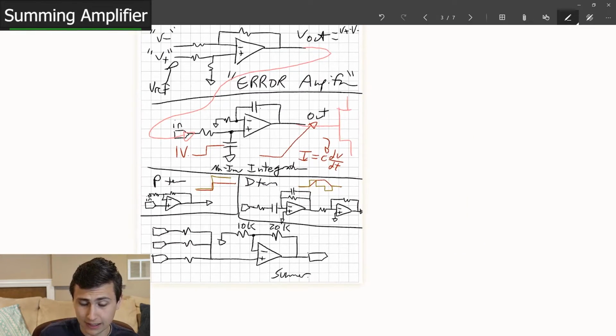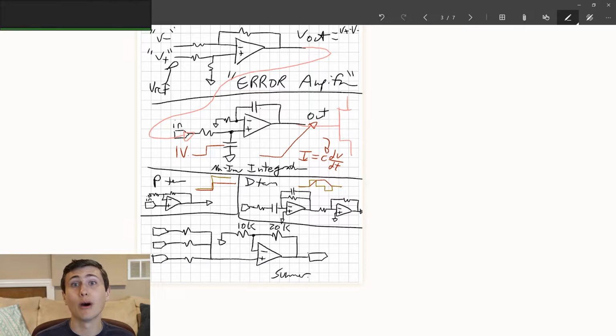So this is every fundamental block that we're about to integrate. We're going to have an error amplifier, the integrator, the proportional, and the differentiator blocks. They're all going to come into the summer, and then the output of the summer is what we're going to connect to our MOSFET. This is going to be fantastic. Let's take a moment, switch over to LT Spice, capture this, and keep on moving.